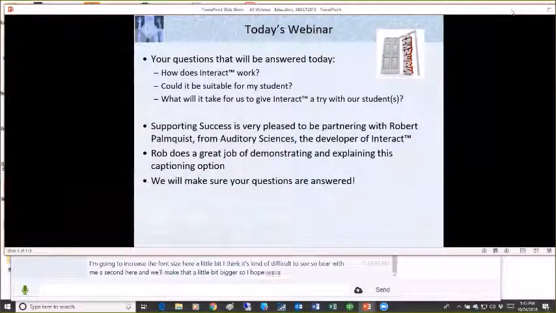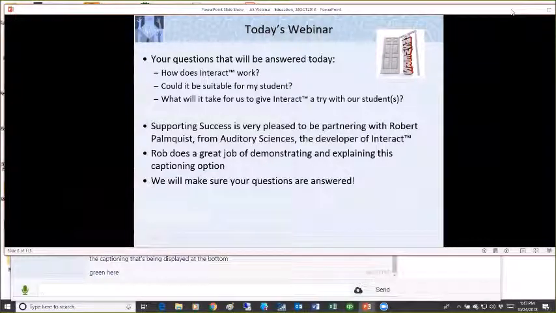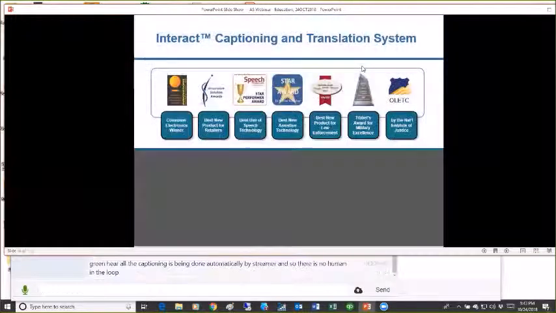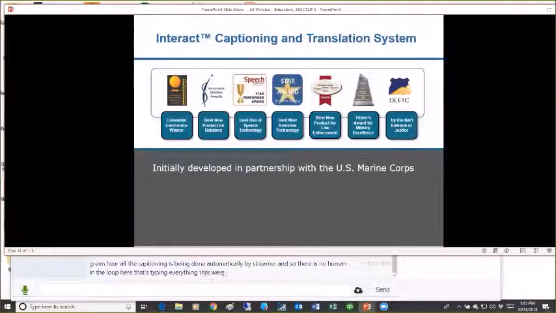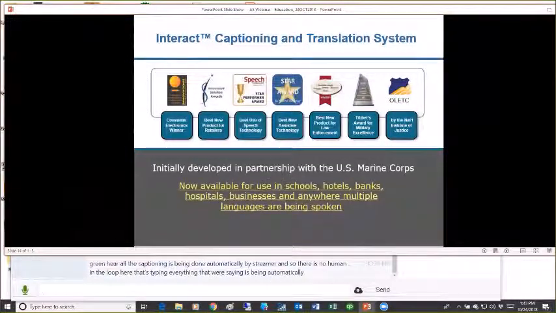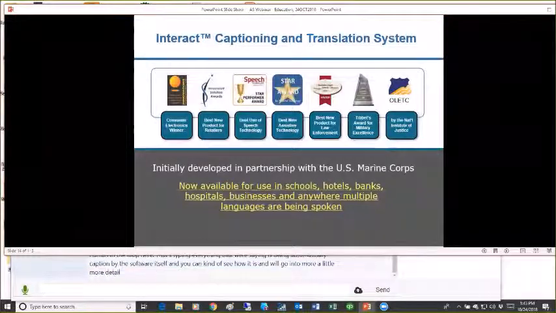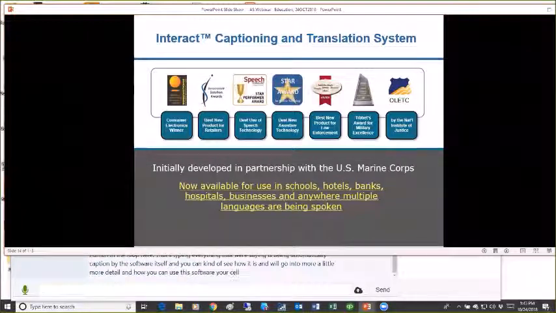So I hope that's easier for you to read the captioning that's being displayed at the bottom of the screen here. The captioning is being done automatically by Streamer. And so there is no human in the loop here that's typing. Everything that we're saying is being automatically captioned by the software itself. And you can kind of see how it's doing this. And we'll go into a little more detail on how you can use this software yourself.